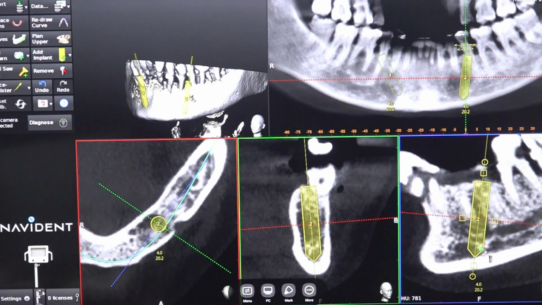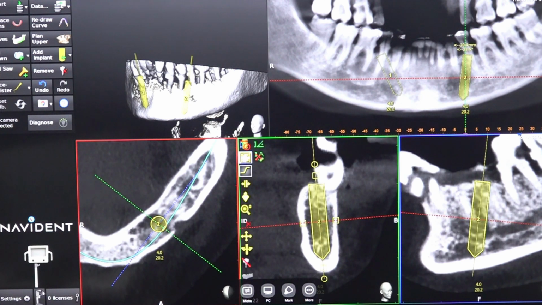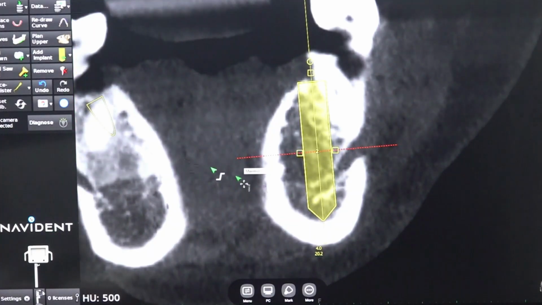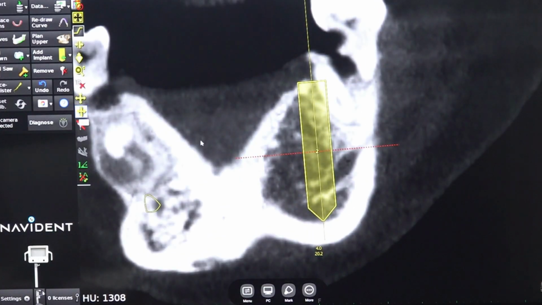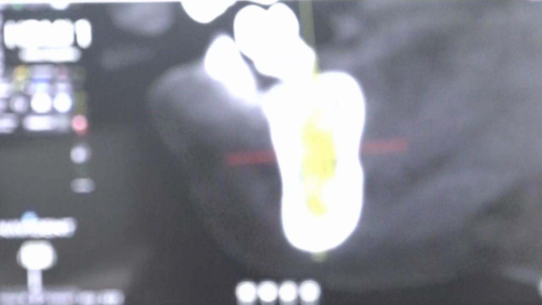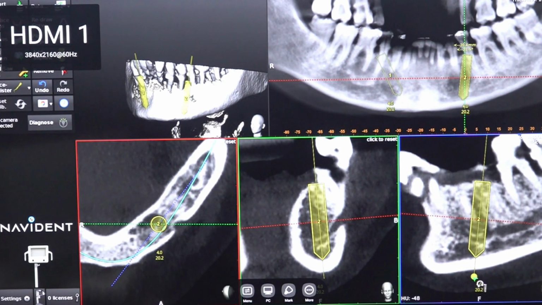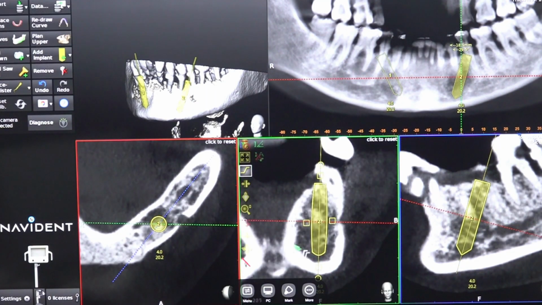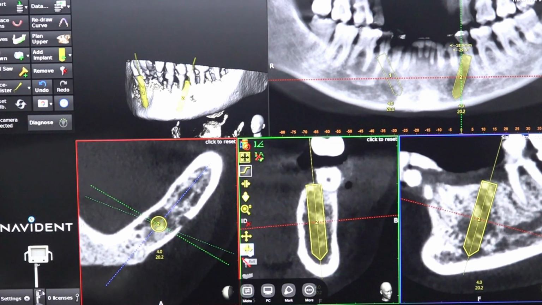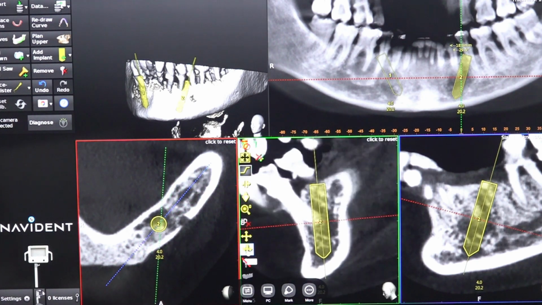So from the second premolar, we are tilting it anteriorly, mesially, and we will see the 360-degree view. It is interfering with the mental loop. So that means we have to tilt some more mesially. The more mesially we have to tilt to avoid the loop and the mental foramen. Now it is better.